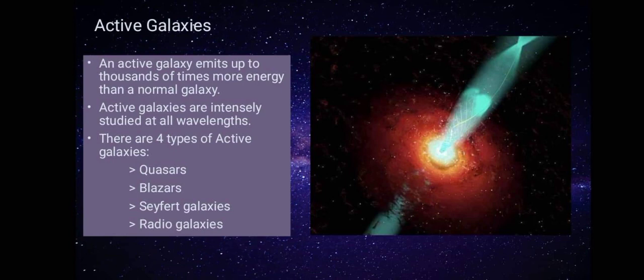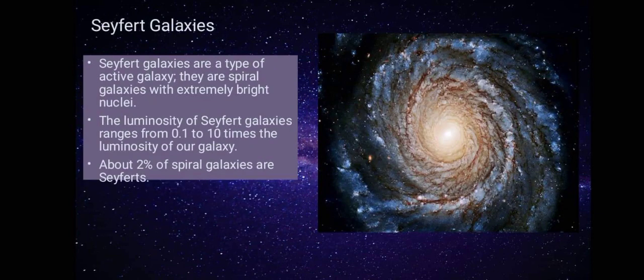So another are active galaxies. In active galaxies, there are four types: quasars, blazars, Seyfert galaxies, and radio galaxies. Seyfert galaxies are active spiral galaxies. Their nucleus has bright emission lines, including visible wavelengths. The nuclei of these galaxies change brightness every few weeks, so we know that the objects in the center must be relatively small, about the size of the solar system.